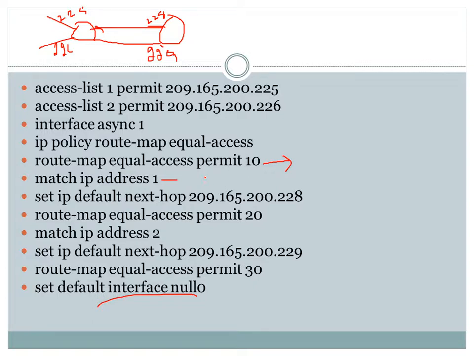Okay, so for the first permit we say whenever traffic is coming from 1, what is 1? 225. Where to go? Send it to this address, and this address is what? Link first. Okay, and whenever traffic is coming from 2, what is 2? From this one, and send it to where? To 229. Okay, I'll give you another example.